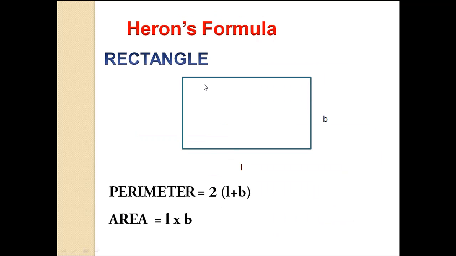Heron's formula, rectangle. Here a rectangle is given. Perimeter equal to 2 into (L plus B). Area equal to L into B, where L is the length and B is the breadth of the rectangle.